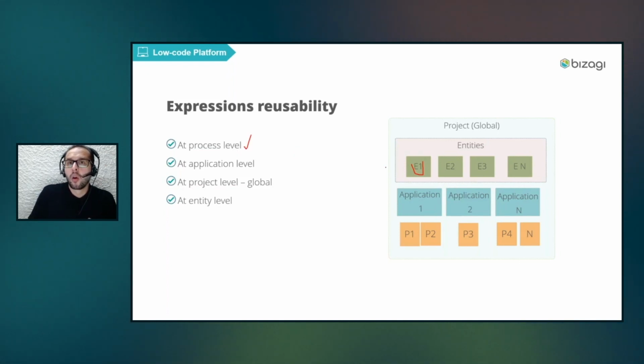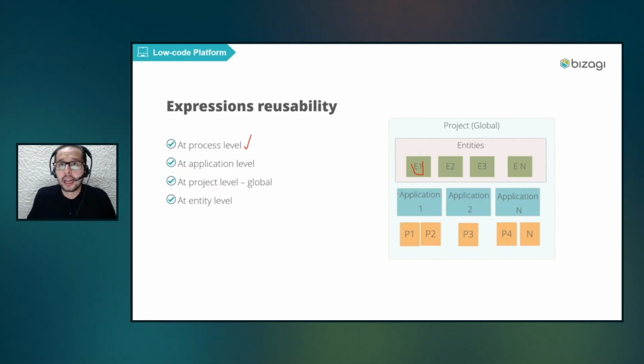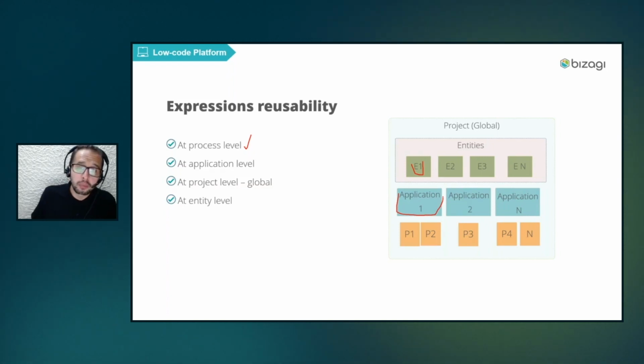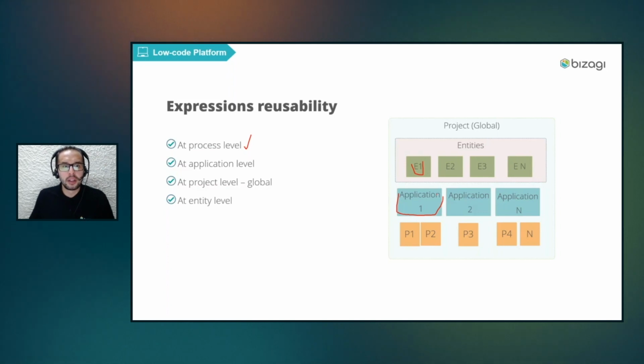But what will happen if I want to create an expression that allows me to, I don't know, validate in all the HR processes that I have something that gives me the date when an employee was hired, for example, right? So that's something that maybe I will not be using in just one single process, but in all the processes that I have in one application. So maybe it will be better to define it at the application level.